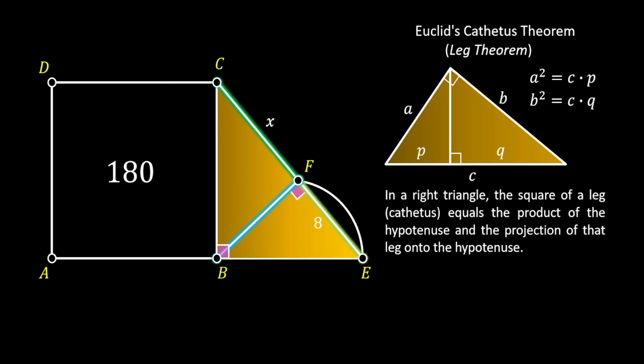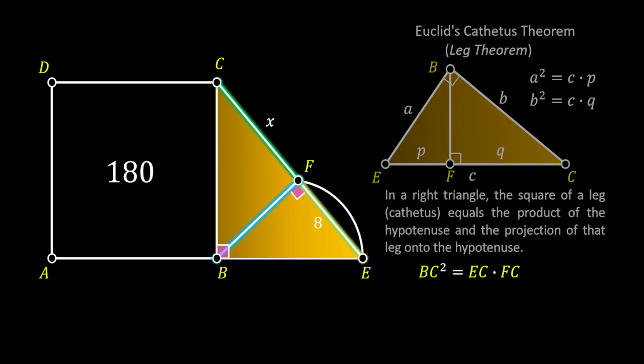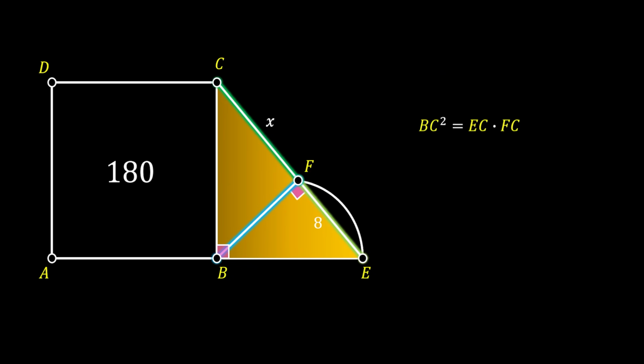Now this is really important for us, because now again I'm going to label the sketch on the right the same as the sketch on the left. And here you can clearly see that BC squared equals the product of the hypotenuse EC and the segment FC. And we're going to use this formula. Now I'm just going to substitute the values from our sketch and get the following.